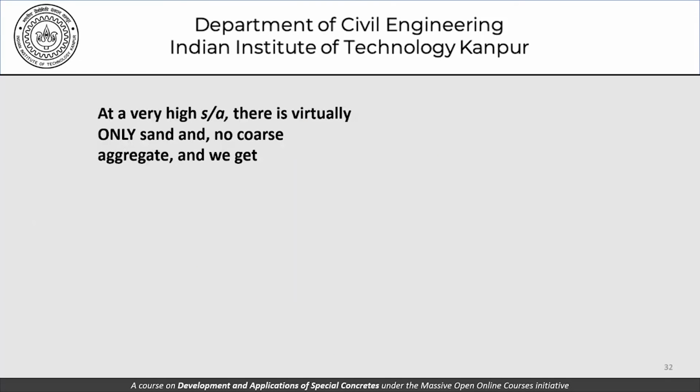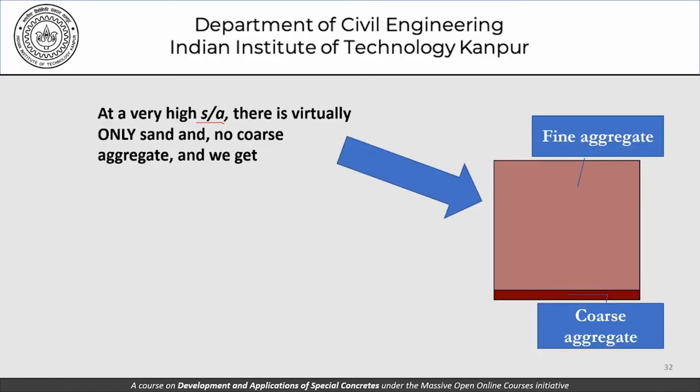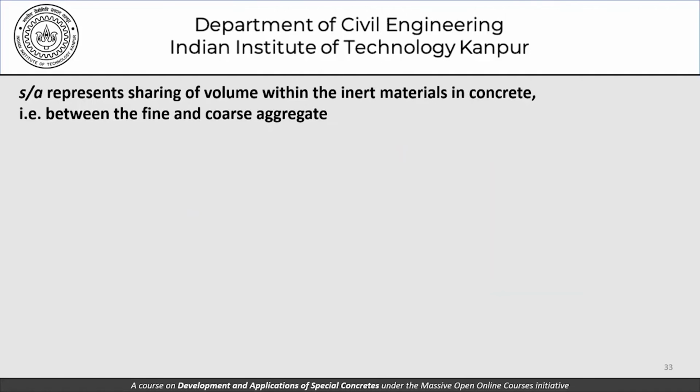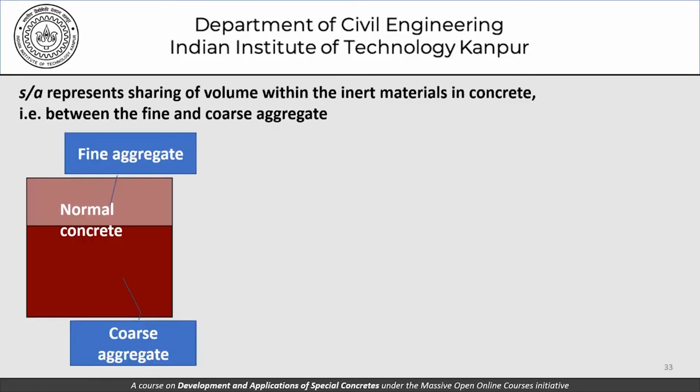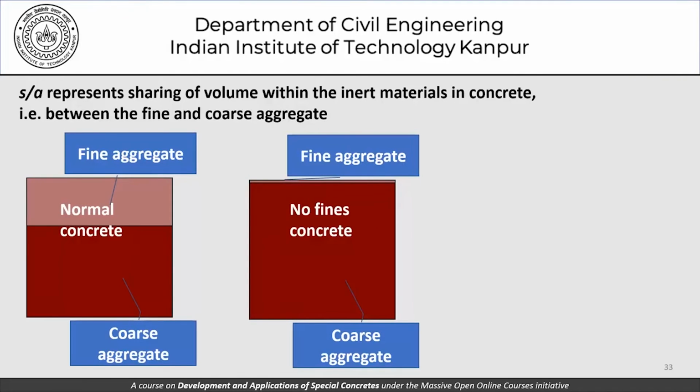On the other hand, if we go to a very high S by A, then what do we have? Most of it is sand, virtually no coarse aggregate perhaps. What is this mix called? This mix will be called a mortar, because of course we are not showing the water and cement here. So if we show the water and cement, this will be basically mortar. So keep that in mind. S by A represents the sharing of volume within the inert materials in concrete between the fine and the coarse aggregates. So this is what is normal concrete. This is no fines concrete and this is mortar.